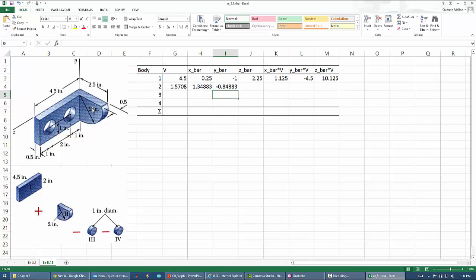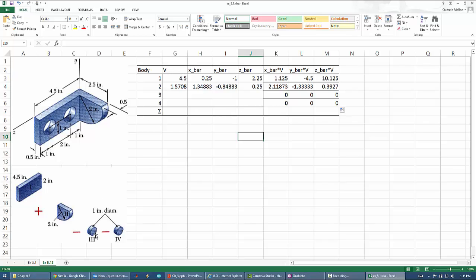Okay, z bar. What is our z bar? Well, that's nice and easy. It's just a uniform thickness, so the z bar is simply 0.25. Okay, and then I'm going to do this again where I'm just going to copy all these down. And we get some fun formatting that I'm not going to mess with here.